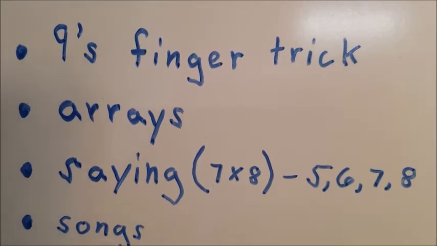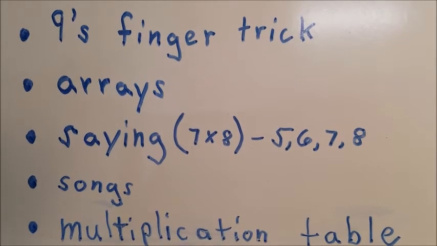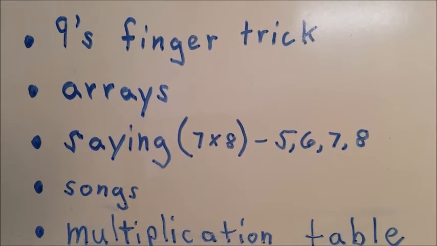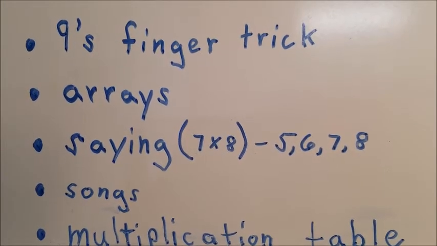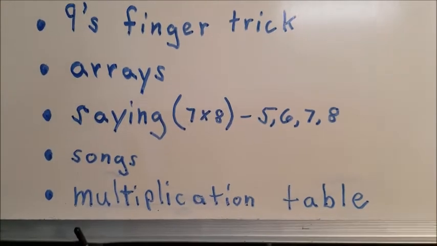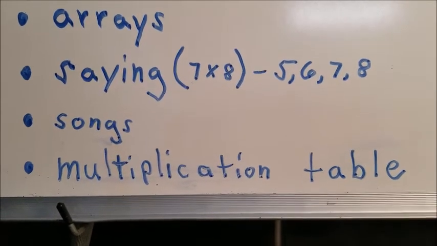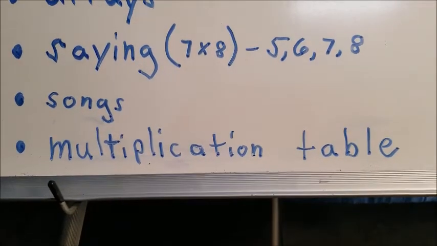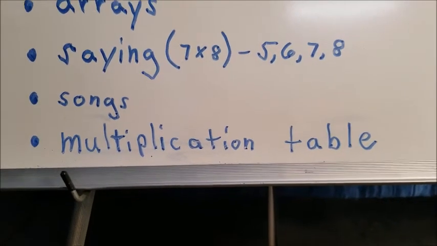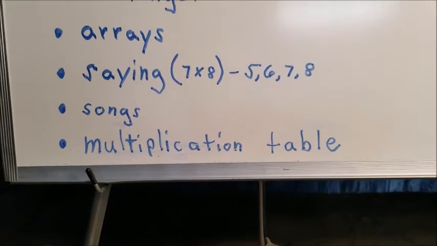Arrays. Visualizing an array or drawing a quick array. Saying like 7 times 8. How do you figure out 7 times 8? Well, it's 5, 6, 7, 8. Who do you appreciate? 56. Very good. And there's other ones too. Songs. Yes, there's all kinds of songs. And then, last but not least, a multiplication table, or it's not on here, but how about drawing a number line quick, or just writing the numbers out and doing jumps of that sometimes helps people.